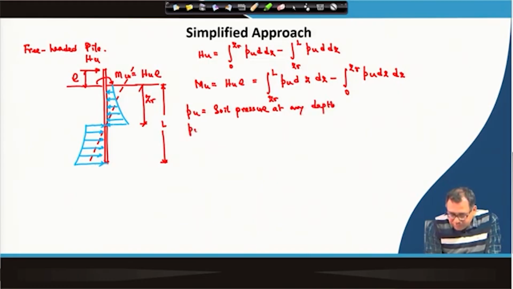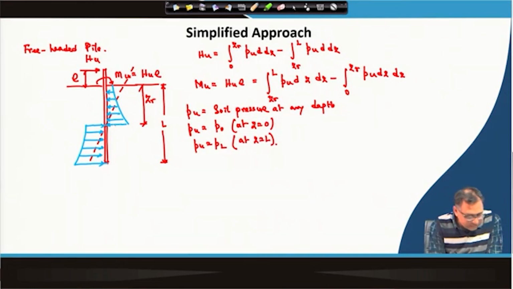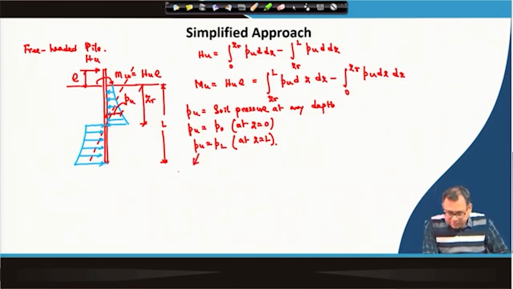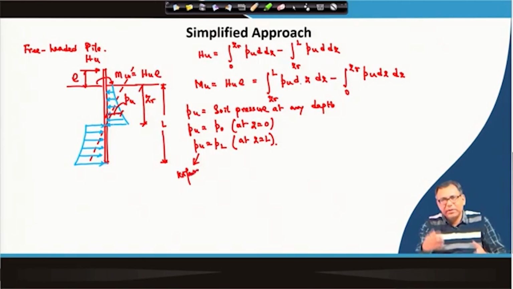So, p u is equal to p 0 at z equal to 0, and p u is equal to p L at z equal to L. So, this is basically at any point p u, which is soil pressure, and the unit is kilonewton per meter square, and if I multiply with d, it will be kilonewton per meter. That we are doing for all the cases.